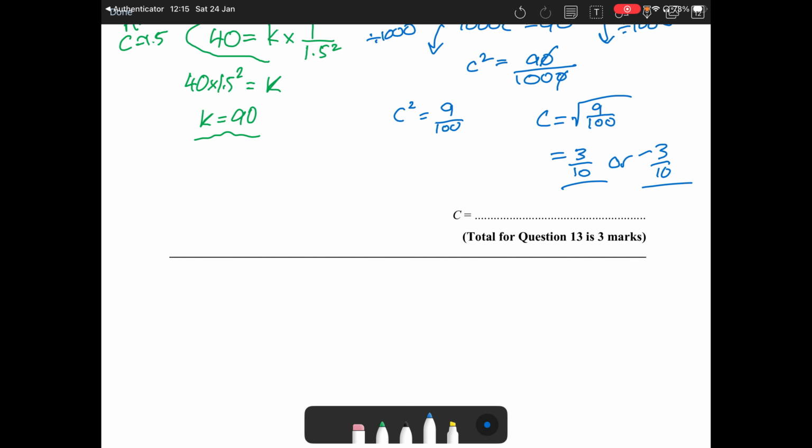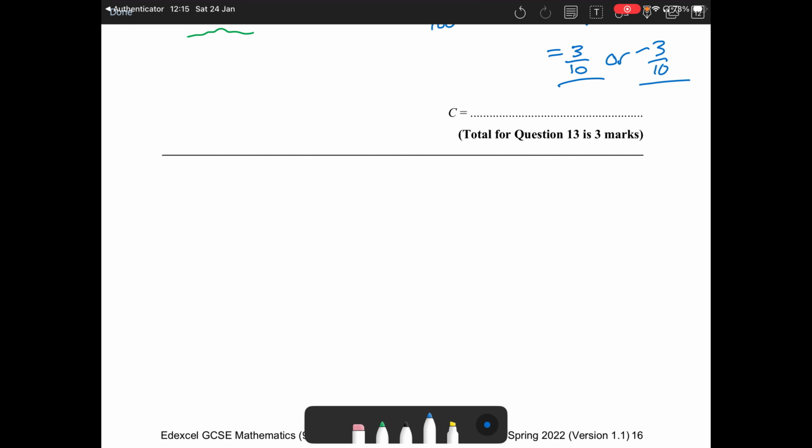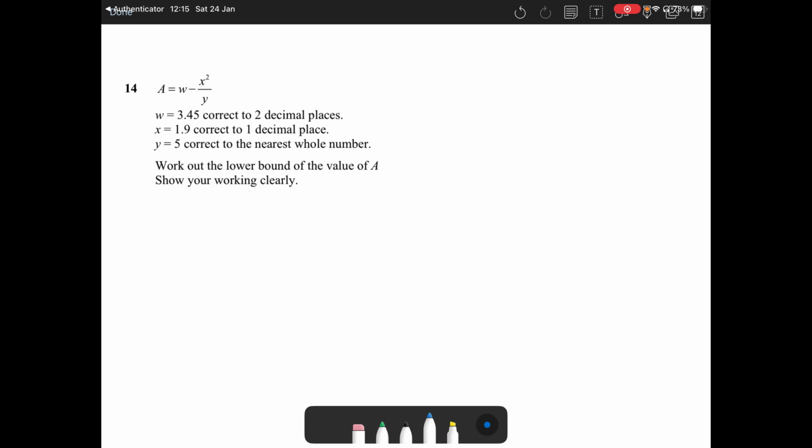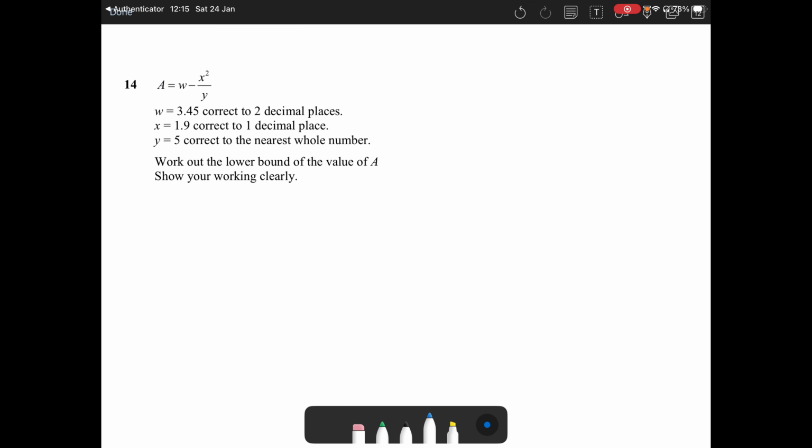The mark scheme does allow only 0.3. You don't have to go negative, but if you want to be super safe, go with both, right? No harm there. Okay, number 14. We got what? Lower bounds of A.